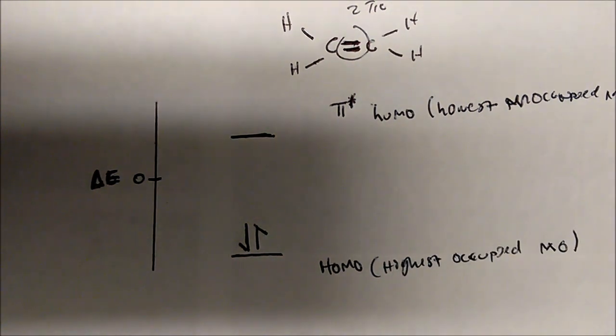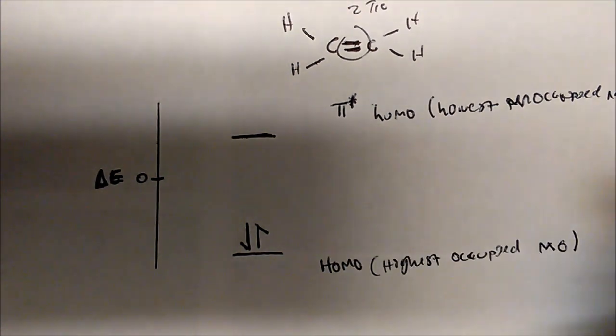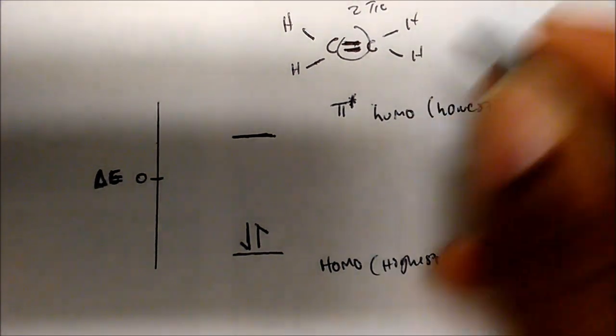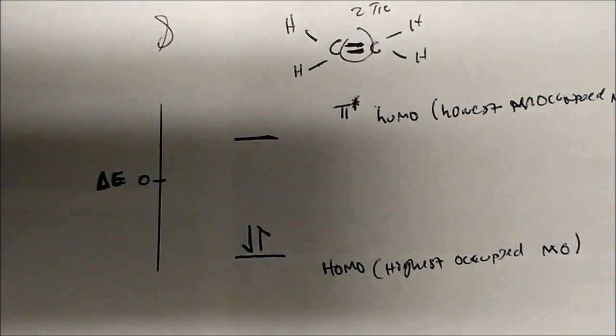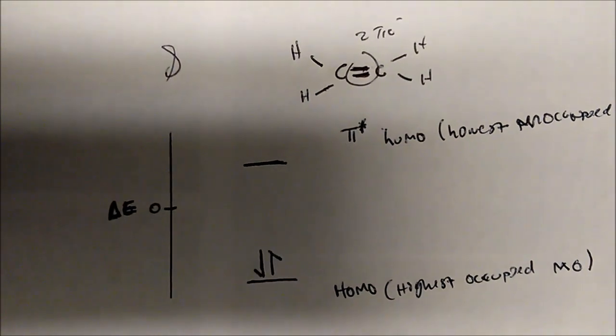Now, I want to talk a little bit about nodes. We represent p orbitals as usually some sort of node, and the pi electrons look like this.